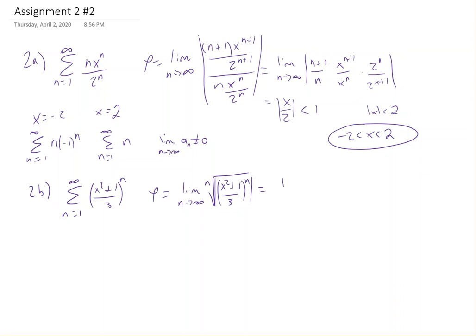And the cool thing is the n and the 1 over n are just going to cancel each other out. And we don't even need the limit anymore, right? The limit is not even needed. This is just going to be the absolute value of x squared plus 1 over 3. And therefore we have x squared plus 1 is less than or equal to 3. And, oh, that means we have this.